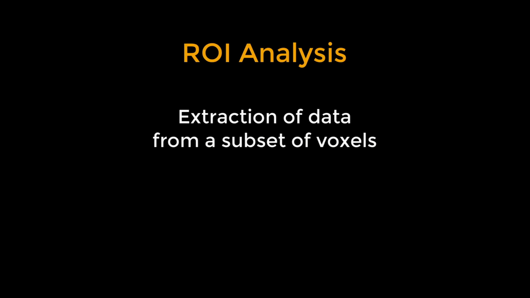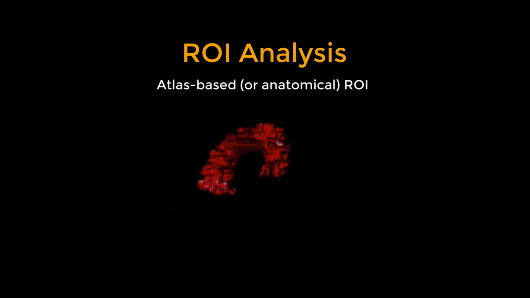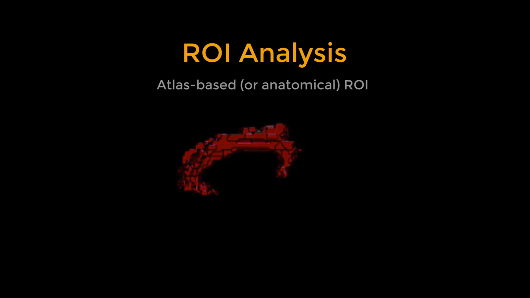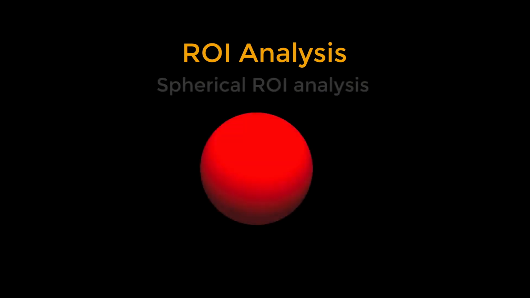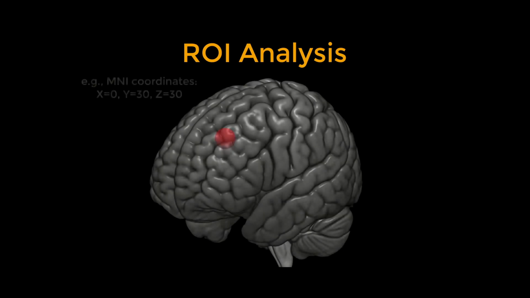A region of interest, or ROI analysis, is a method of extracting data from a subset of voxels, also called a mask. One way to create a mask is to use an atlas, or a map that partitions the brain into anatomically distinct regions. Another technique is called the spherical ROI approach, in which a sphere of a given radius is centered at a triplet of specified x, y, and z coordinates.